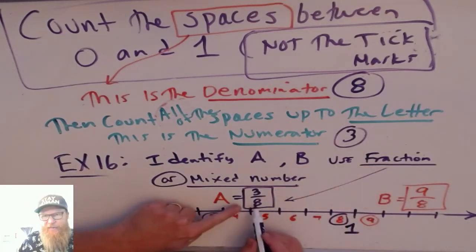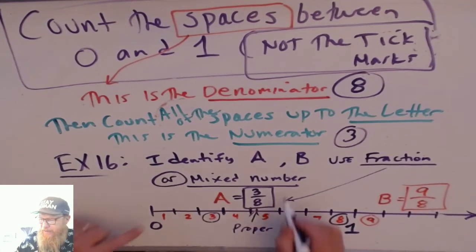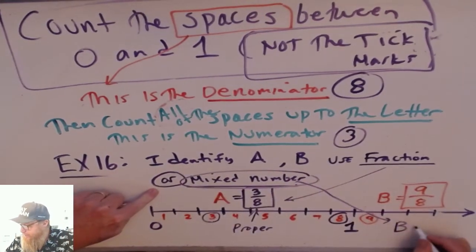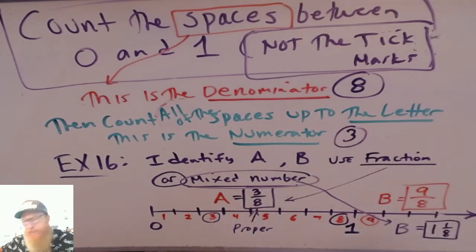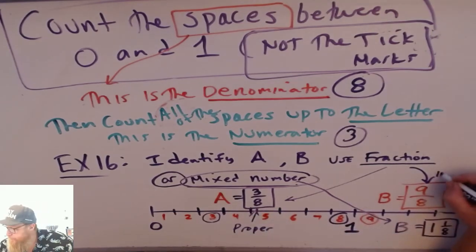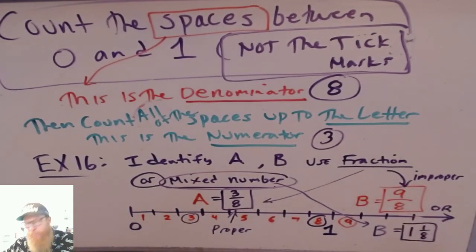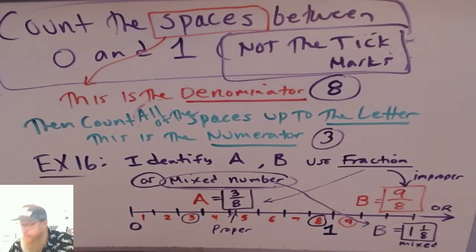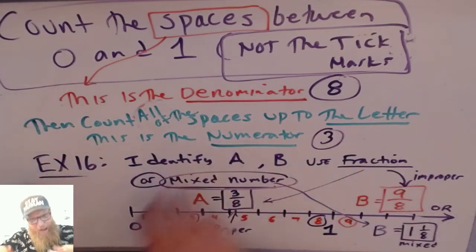The fraction is 3/8. That's a proper fraction. The mixed number, if you choose, would be 1 1/8. It's the same as 9/8. All right, so that's what the OR means. You do have a choice. You can write fraction, proper or improper. This is improper, 9/8, or you can write it as mixed, 1 1/8. So that's the really well-defined way of doing it.